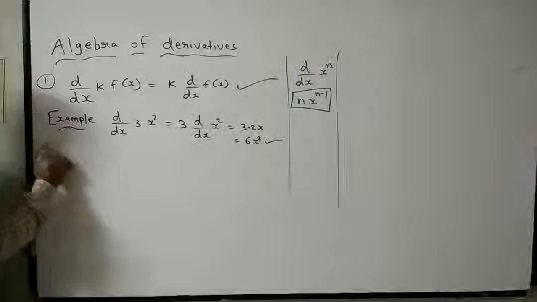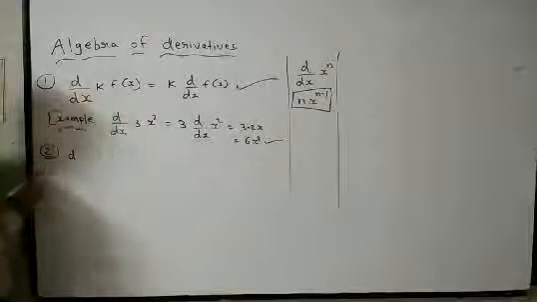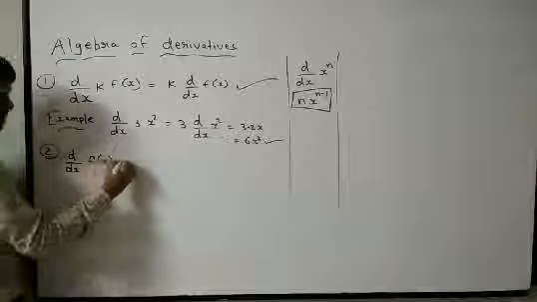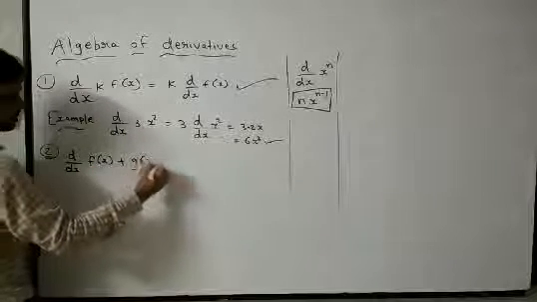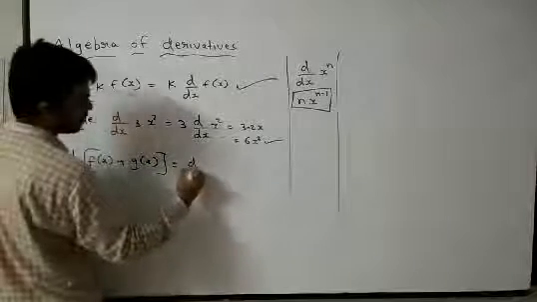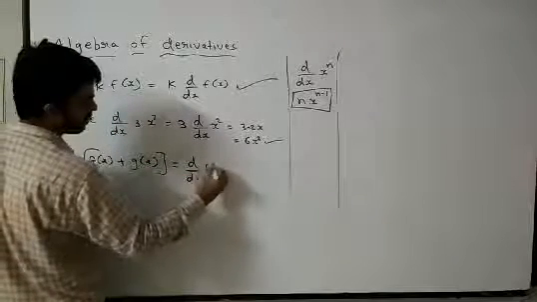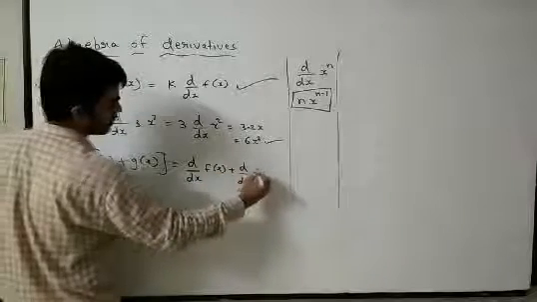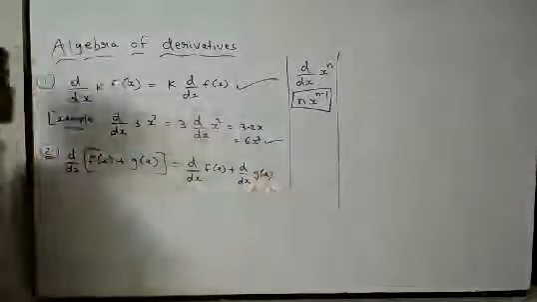Now, second example for this algebra: d by dx of f of x plus g of x is equal to d by dx of f of x plus d by dx of g of x. How?